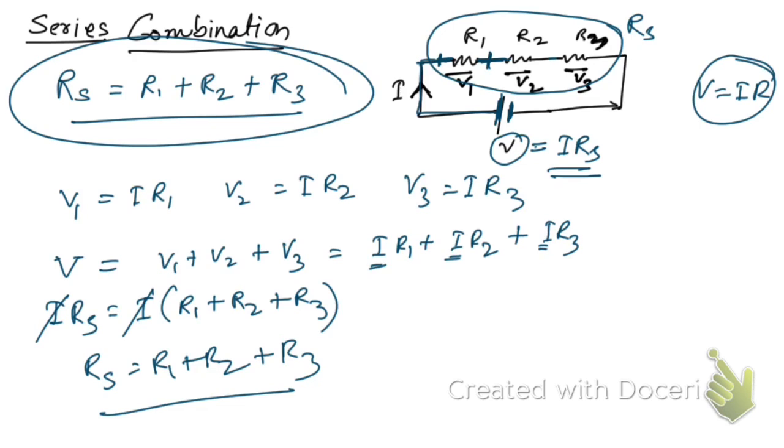If we have n number of resistors, then RS will be equal to R1 plus R2 plus dot dot dot plus Rn. We have to add all of these. So now let us discuss the parallel connection, the parallel combination.